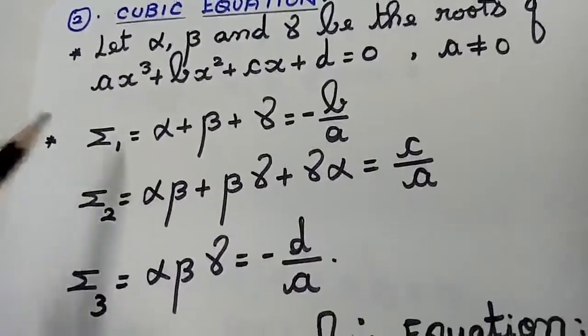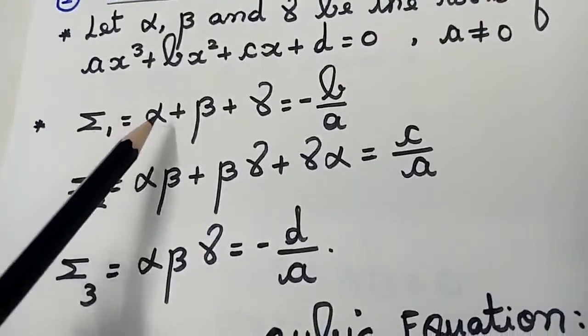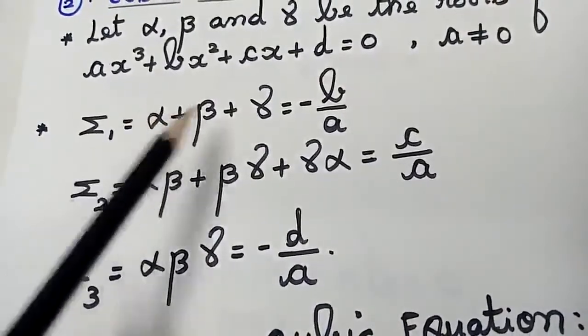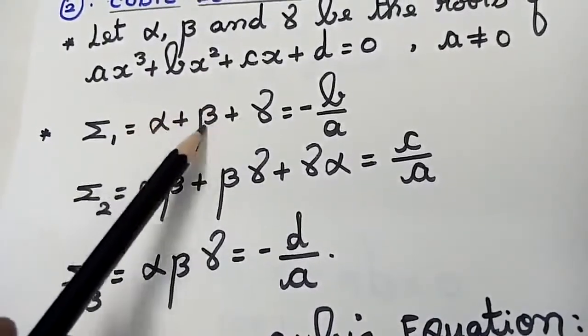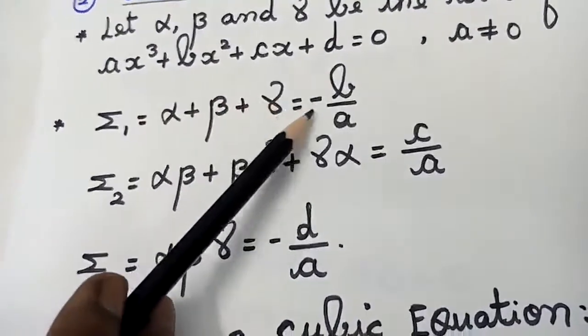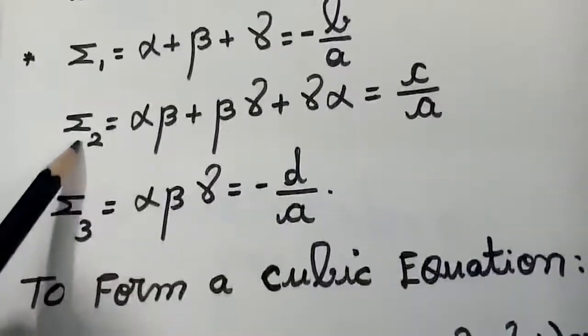For notation purposes they are using this one, that is, summation 1 means I'm going to have only one root. I'm going to add all those roots separately, that is alpha plus beta plus gamma equal to minus b by a. Summation 2 means I'm going to pair the roots.